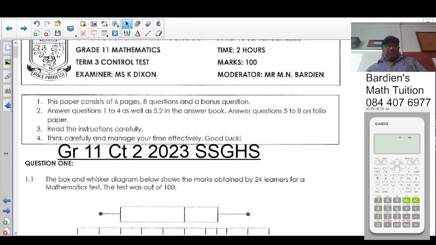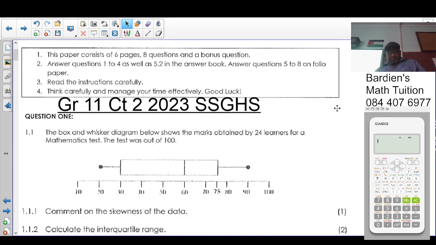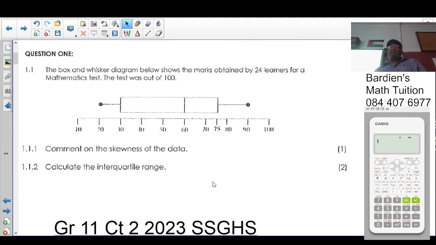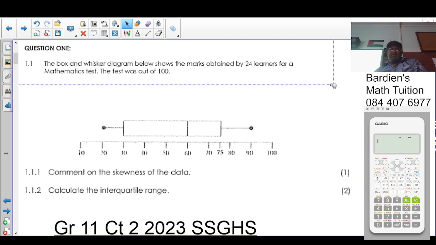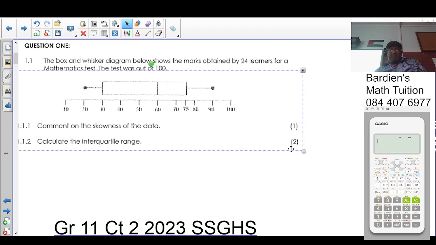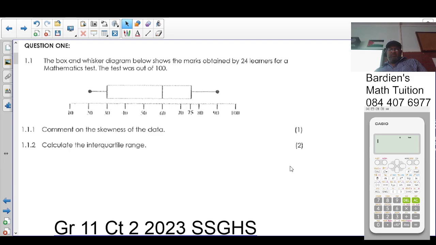Okay, good afternoon, class. So today we're looking at the grade 11 control test 2 with term 3. This is the paper you guys have written, okay? So just follow and let me know what you didn't understand and what the misunderstandings were, if there were any, or if there's a section that you were tested on that you weren't taught. By the looks of it, there's many of those sections, okay?